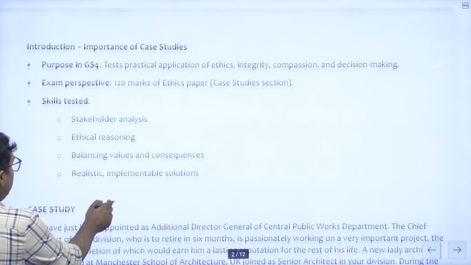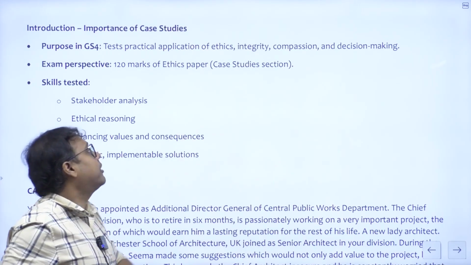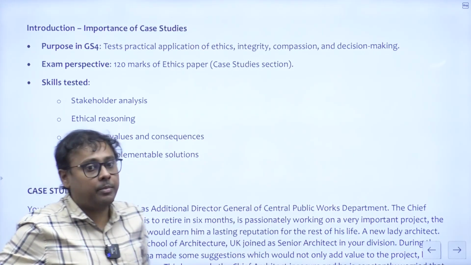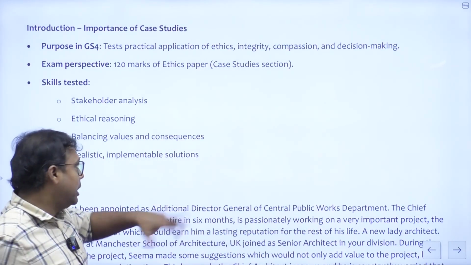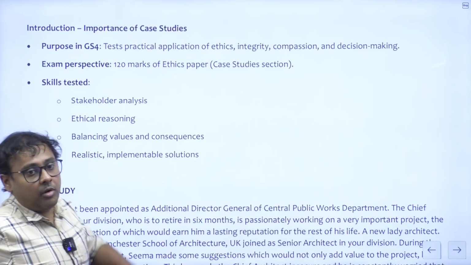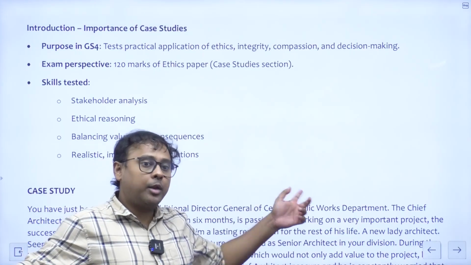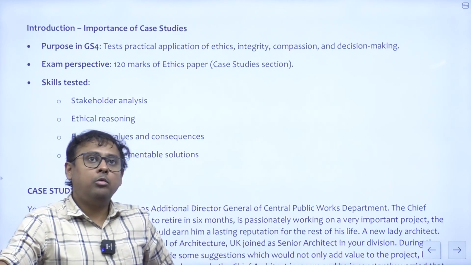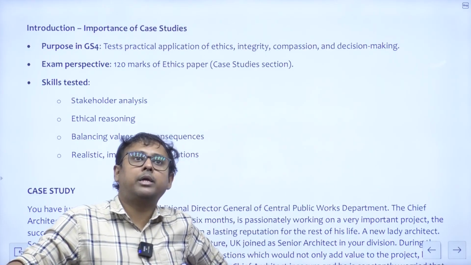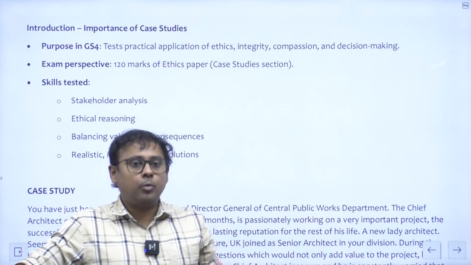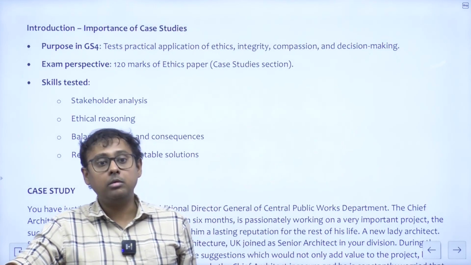Okay. So first is introduction, importance of case studies. The purpose is to test practical application of ethics, integrity, compassion, and decision making. Now these are some of the values I have mentioned. There will be many other values which will be applicable, and we'll take those values. From exam perspective, 120 marks, but I have told you that the spectrum of marks is very high. So if you write well, in the sense that you make sure that you write all the 6 questions with equal importance and give equal content, you can get as high as 72 to 75, which is really good, right?